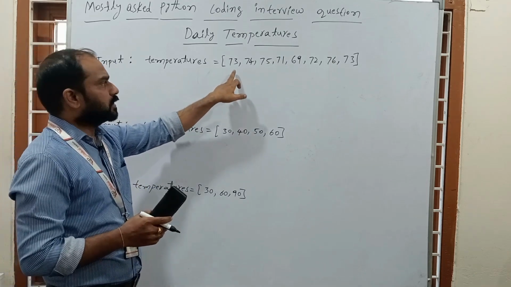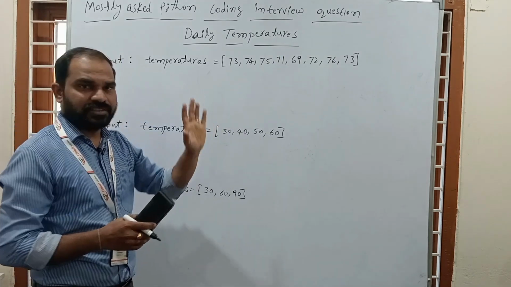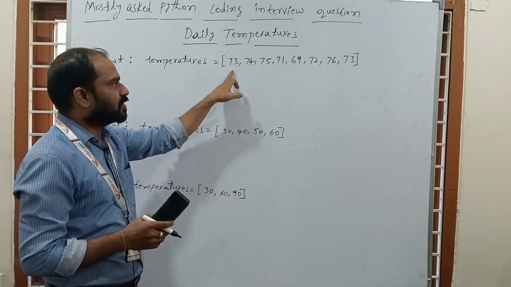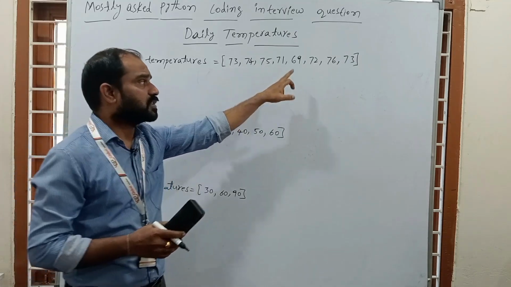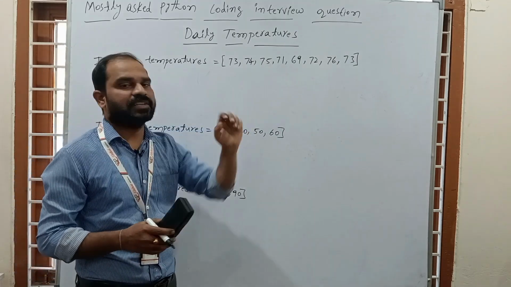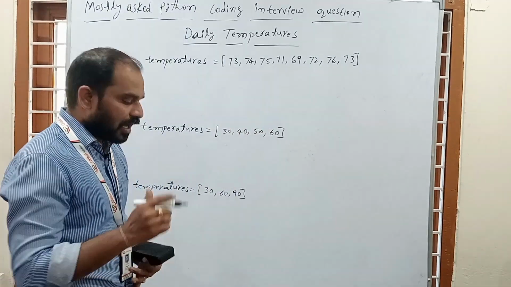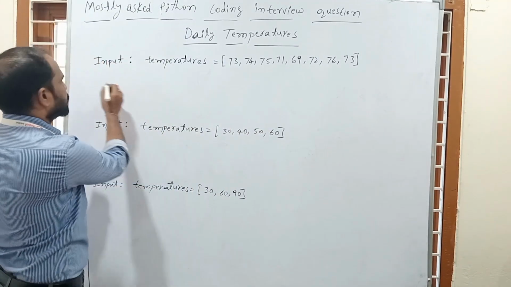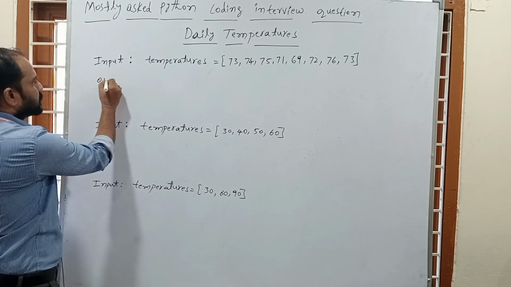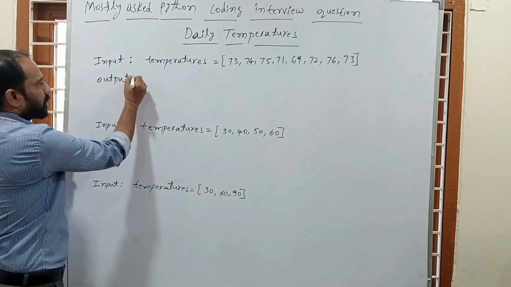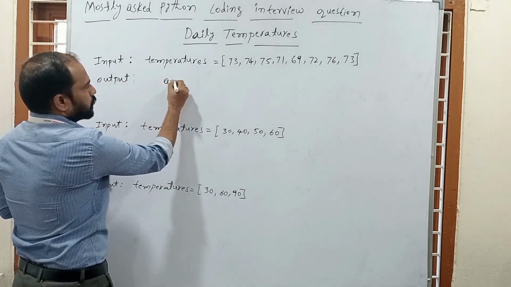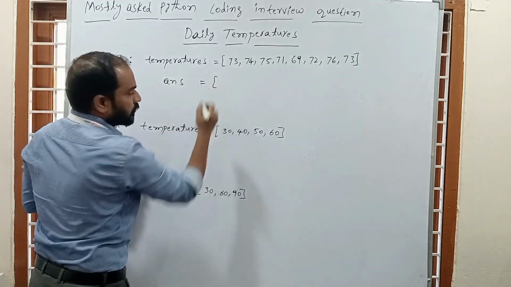See here, all are integers and temperature values: 73, 74, 75, 71, 69, 72, 76, 73. Some temperatures are given, and this is the input. For this, what should be the output? You need to create an array.